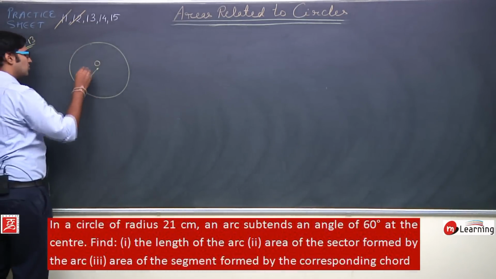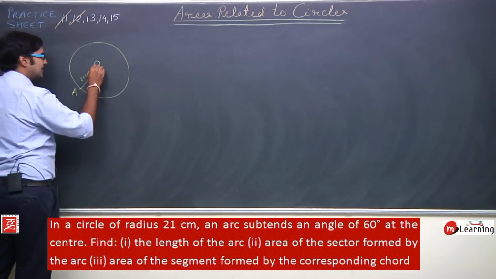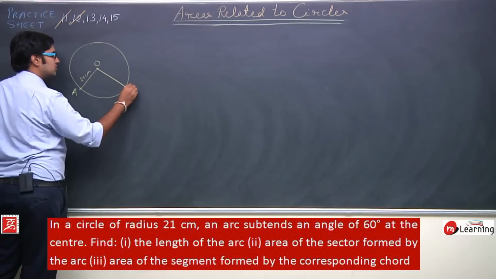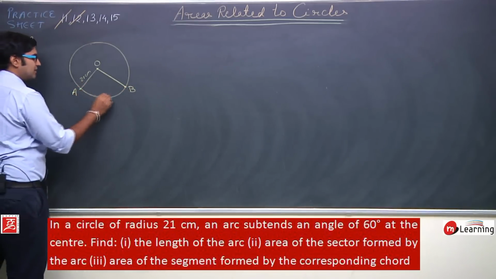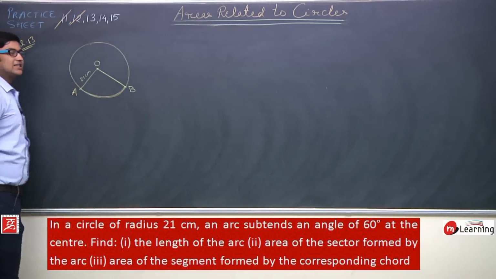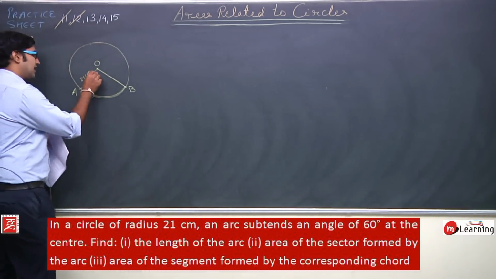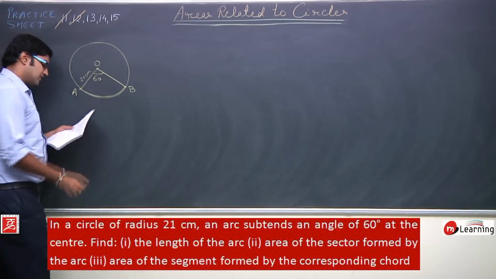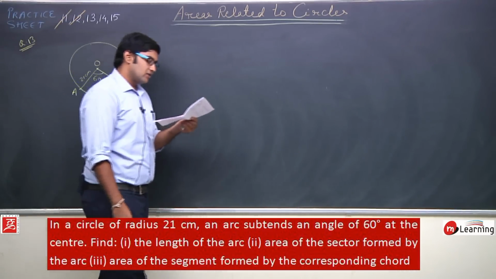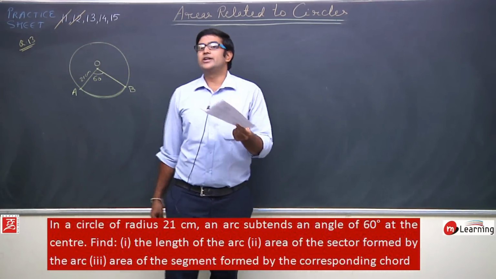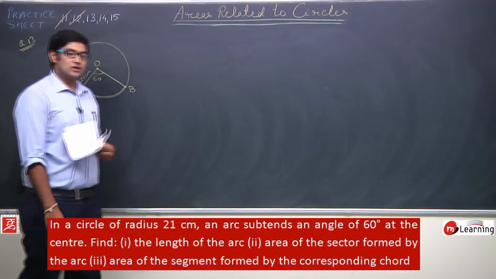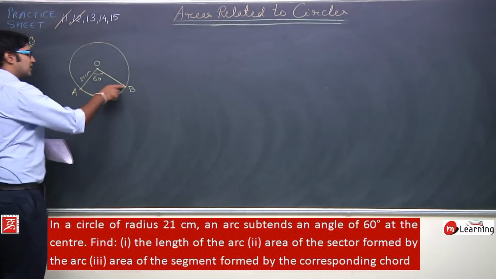So if this is O, I can assume OA as the radius and OB also as the radius, and I can see AB can be considered as an arc. This arc subtends an angle of 60 degree at the center. Okay. Find the length of the arc. You need to determine the length of the arc. Now, what will be the length of this arc?